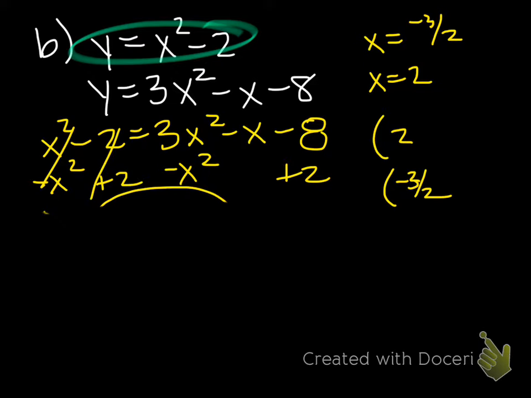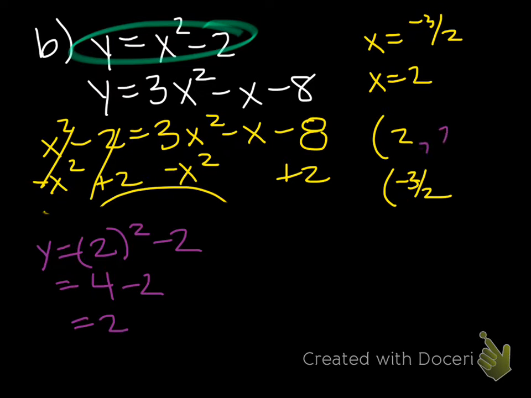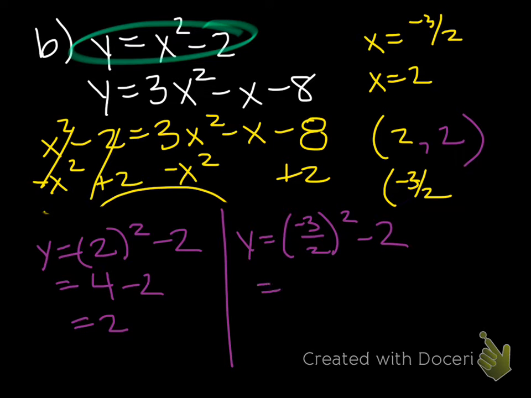So to substitute this in, let's do the 2 first. I'll have 2 squared minus 2. 2 squared is 4, minus 2 is 2. So when x is 2, y is 2. Now I'm going to do the same thing, but I'm plugging in a -3/2. -3/2 squared will become 9/4 minus 2.